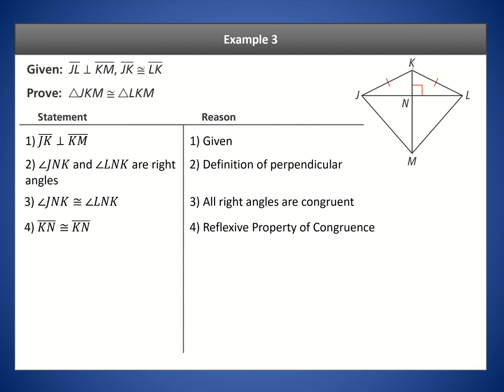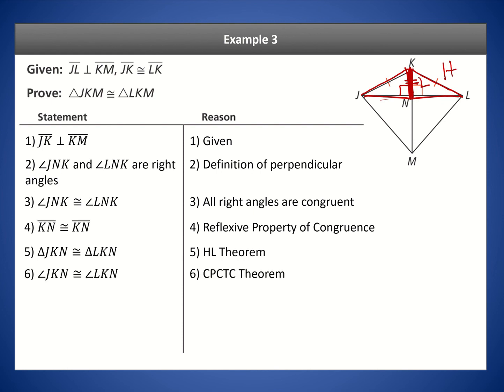And so now that we know that these are right angles, what we want to do is use the HL theorem, because these are right triangles, right? And so KN is congruent to KN, this side right here. Because they share this side, it has to be congruent to itself. That's the reflexive property. And so now we have a hypotenuse and a leg, and therefore we can use the HL theorem. We know that this triangle here has to be congruent to this triangle here by the HL theorem. We have a hypotenuse and a leg.